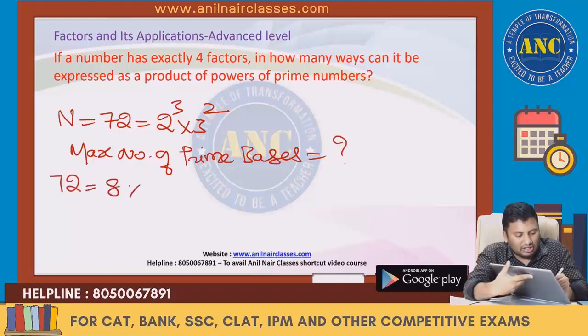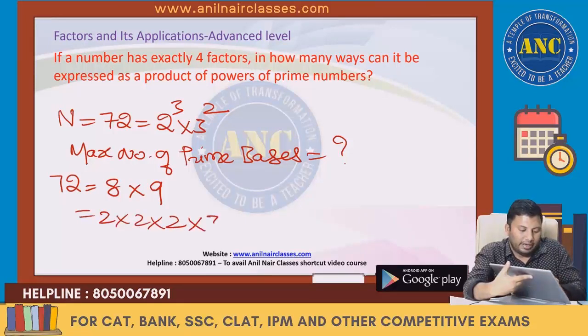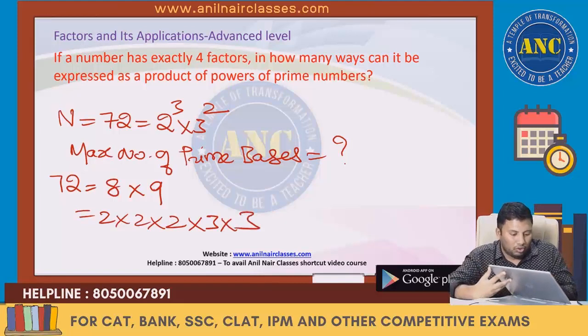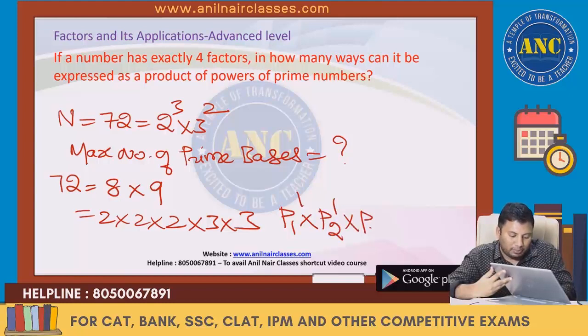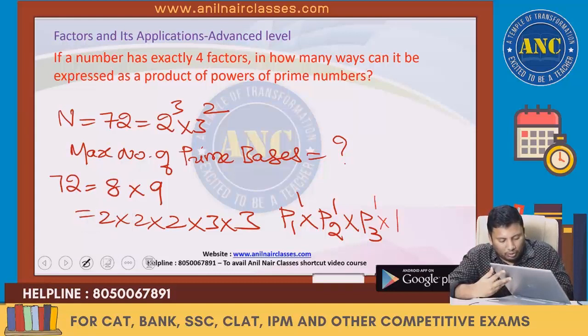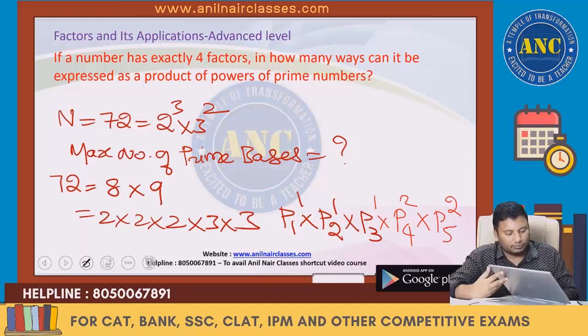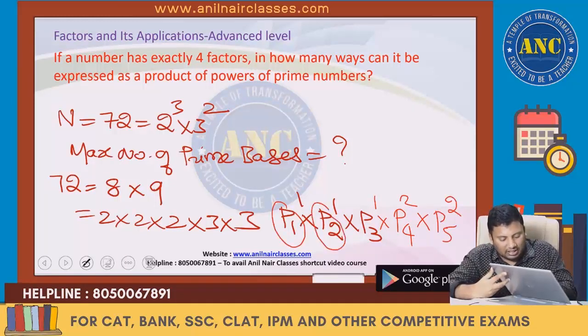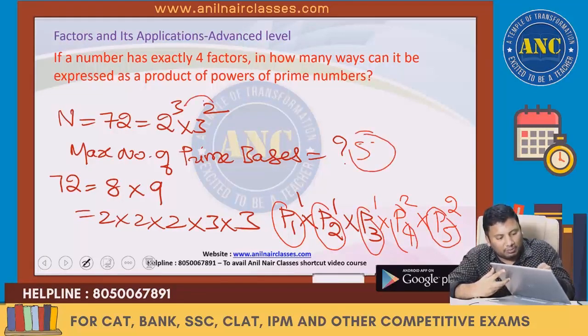72 is 8 into 9. 8 is 2 into 2 into 2, and 9 is 3 into 3. 2 is P1 power 1, 2 is P2 power 1, 2 is P3 power 1. 3 is P4 power 2, and this is P5 power 2. So how many prime bases are there? In total 5 prime bases, which is nothing but 3 plus 2.